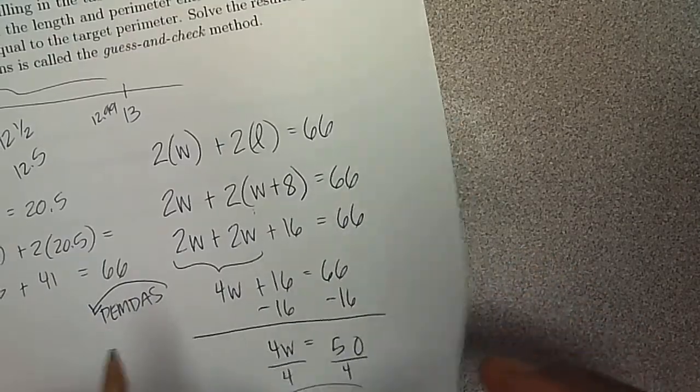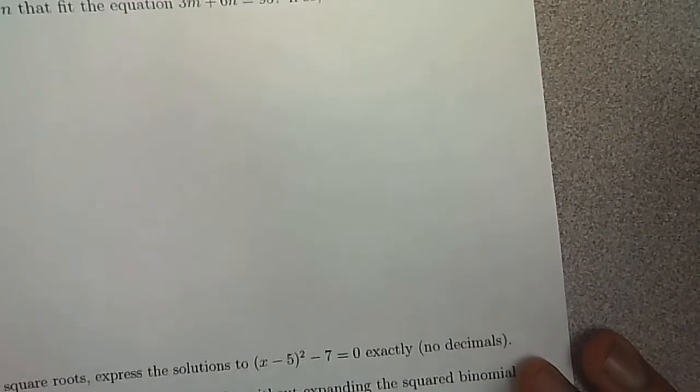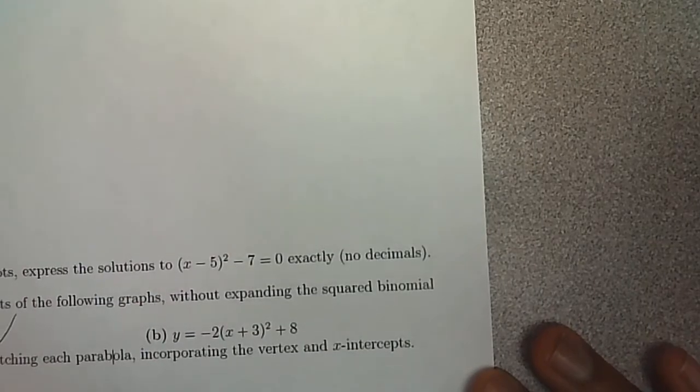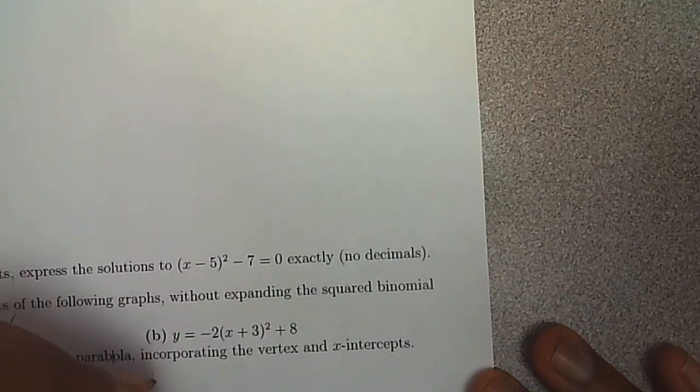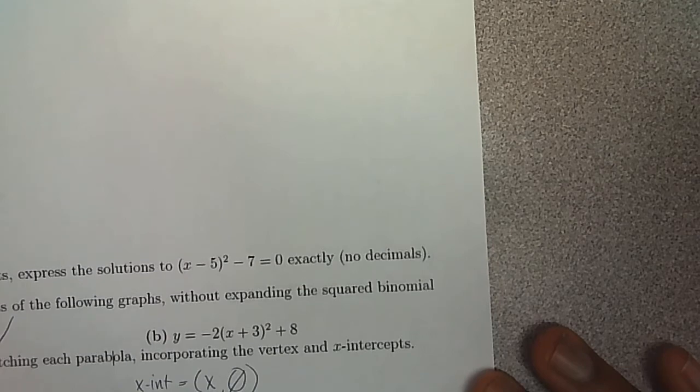All right, where are we? We covered this problem. But over here, we talked before about how x-intercepts are going to equal an x value and y is always going to be 0. Please look at the previous video for that explanation.